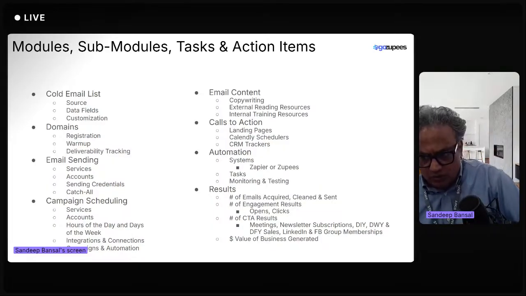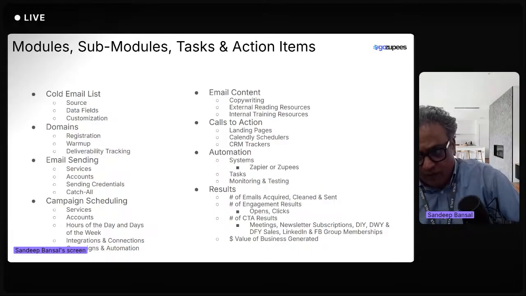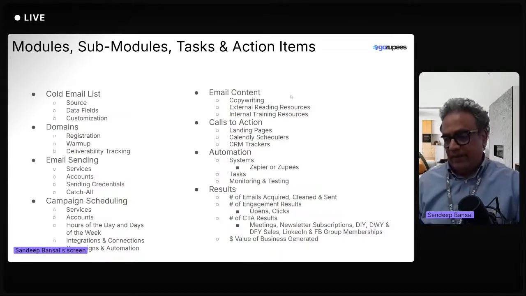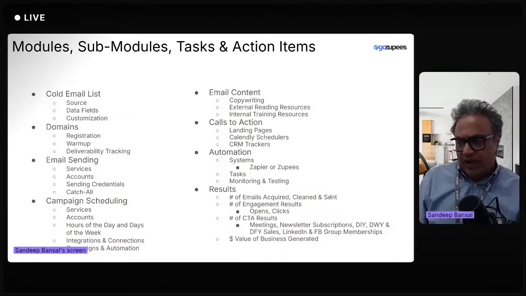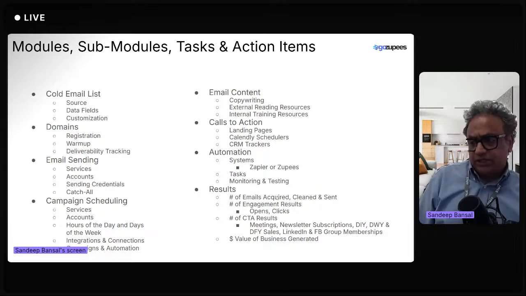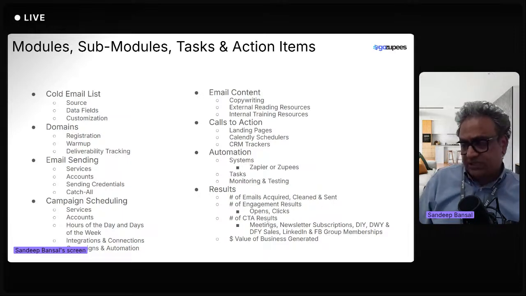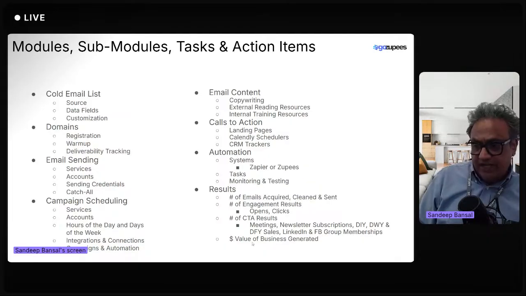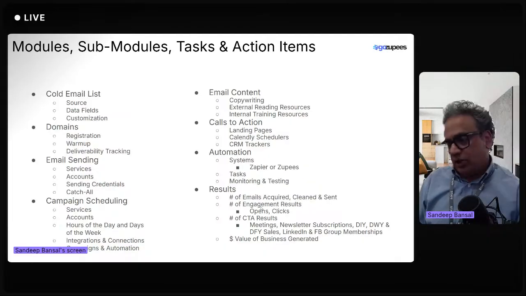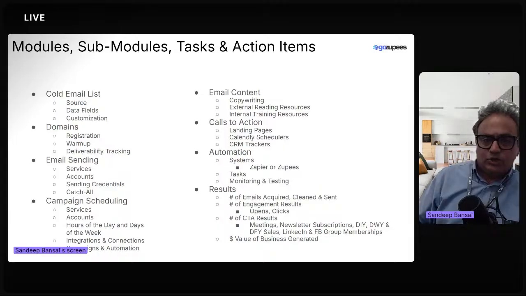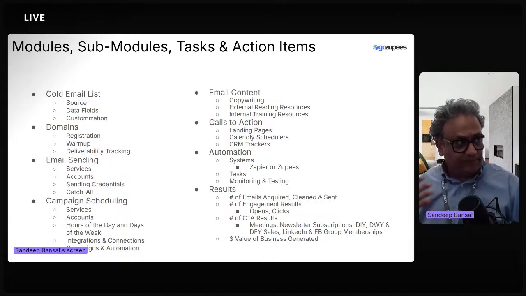Automations, how would you do it, whether you use Zapier or Zoopies, which is our platform, what kind of tasks do you want to automate, and how do you monitor and test? So that's to be considered for the cold email program. And then the number of results, how many emails acquired, how many cleaned and sent, what is the percentage of email engagement results, opens, clicks, what is the CTA, how many CTAs for each, and then the dollar value of business generated. Those are the results that you want to track. So that, in a nutshell, is the overall cold email.